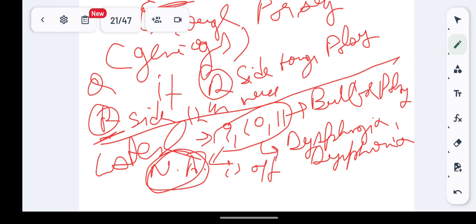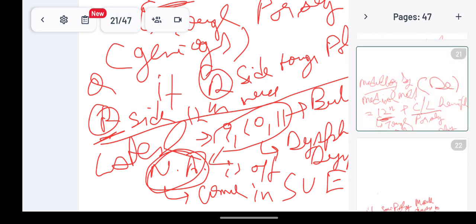Does nucleus ambiguus come in spinal nuclei or cranial nerve nuclei? Different columns are there, no, nuclei. Which column of nuclei? So it will come in SVE, special visceral efferent. That is the column for the pharyngeal arch muscles. Okay, so we have done all the basic syndromes. My handwriting is very bad, please bear with me.